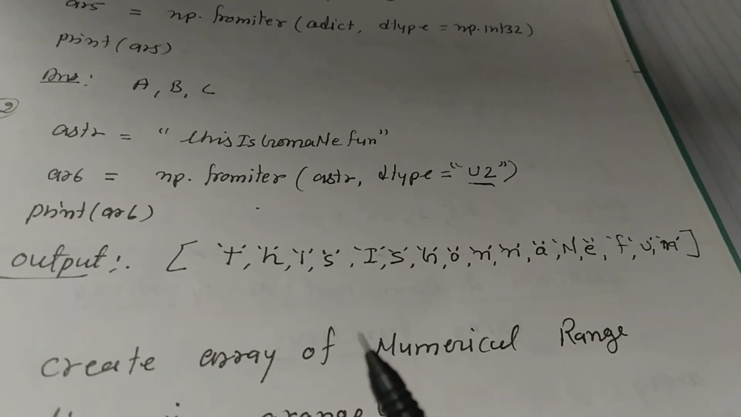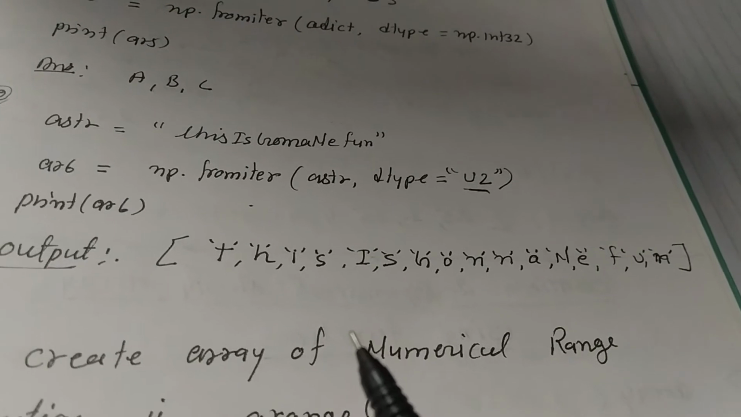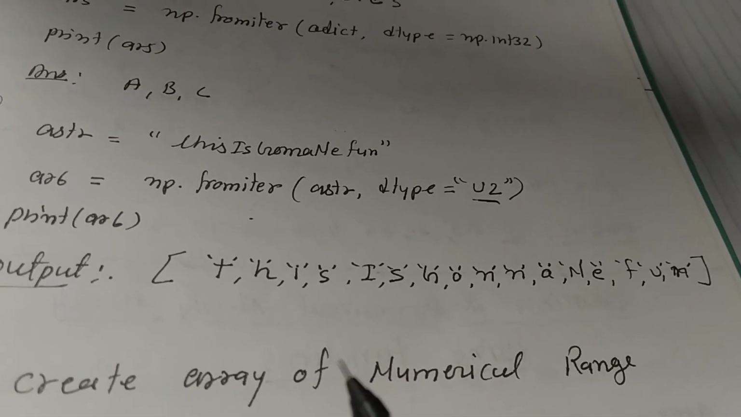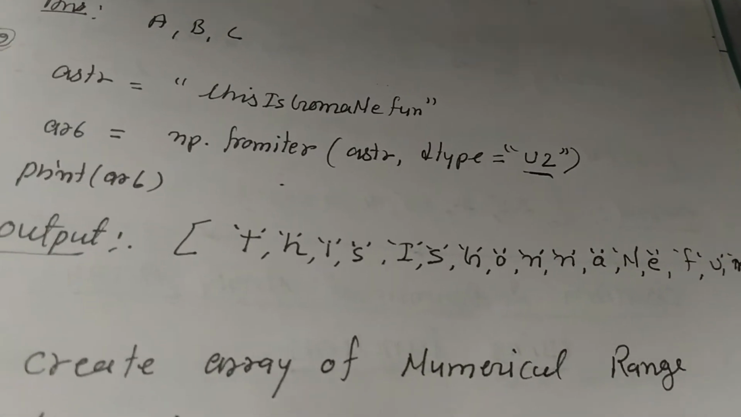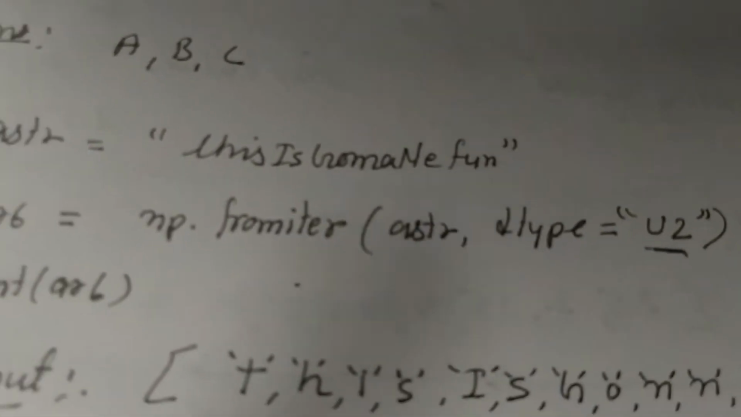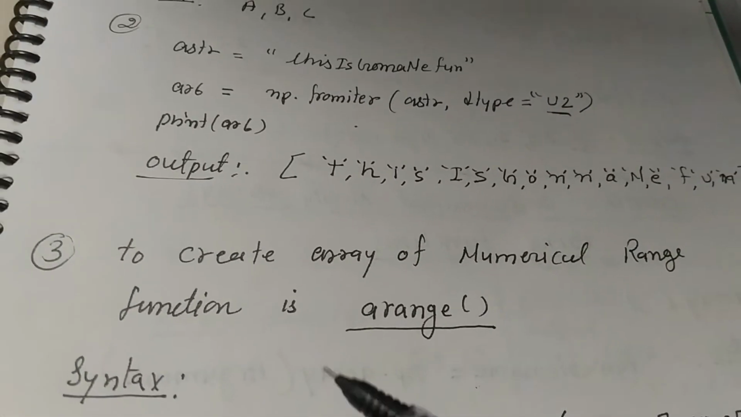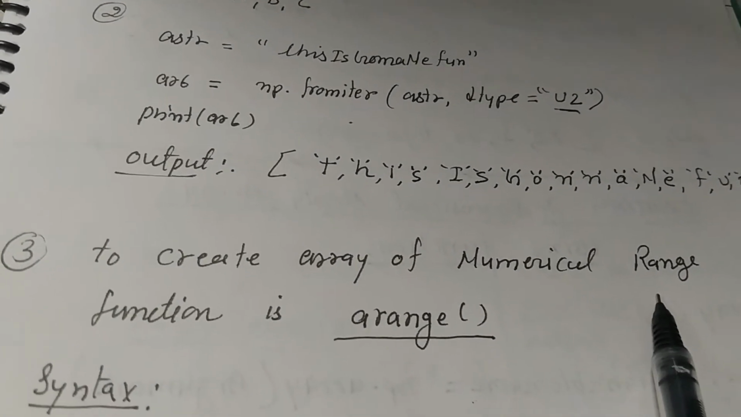Your question arises: what is the difference between array and fromiter? Array will take only a list, but if you have a number of characters or numbers in a sequence, which function will you use? For that we will use the fromiter function. Which function? The fromiter function. Okay, now the next one: creating an array of a numerical range.